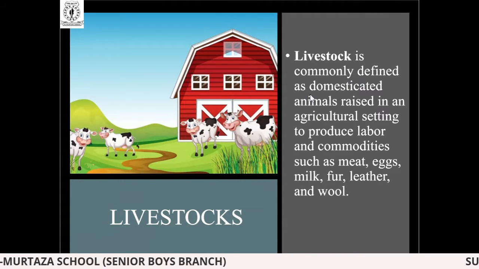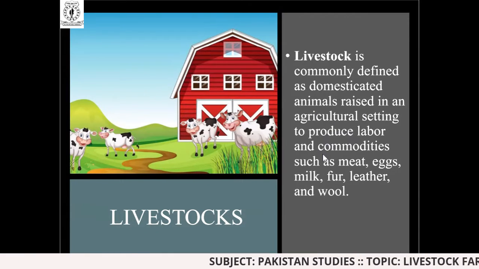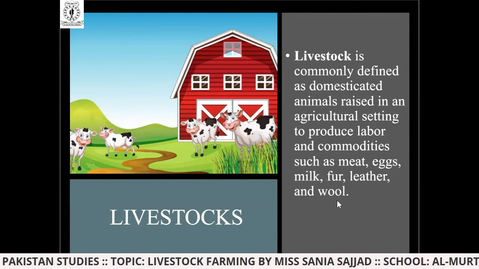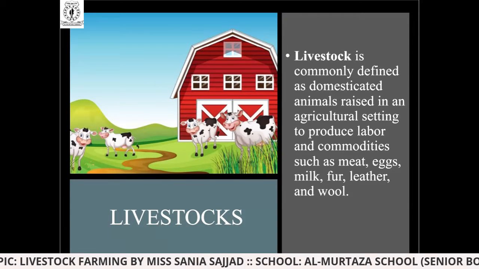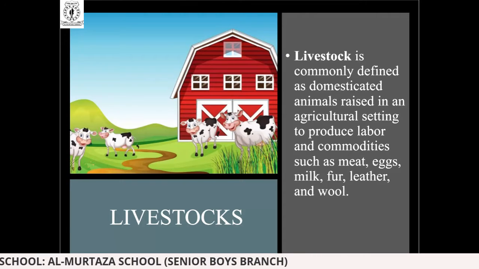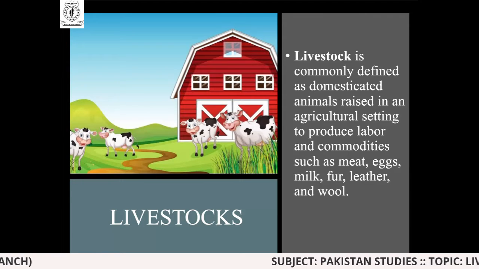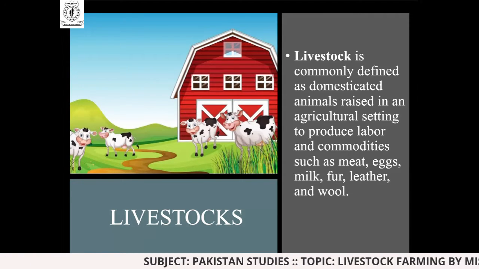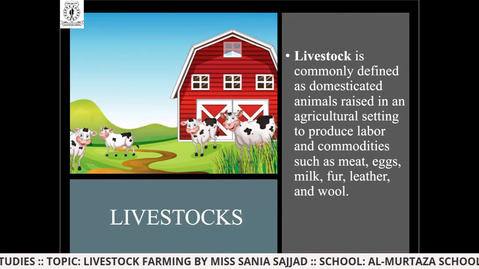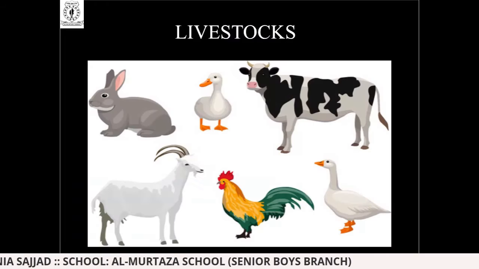Livestock is commonly defined as domesticated animals raised in an agriculture setting to produce labor and commodities such as meat, eggs, milk, fur, leather, and wool. So in livestock farming, you're raising animals on a farm, but for which purpose? Just to have a few commodities such as meat, eggs, milk, fur, leather, and wool. And then you are selling those products in the international markets as well as in the national markets, and you are generating profit. So this is known as livestock farming.